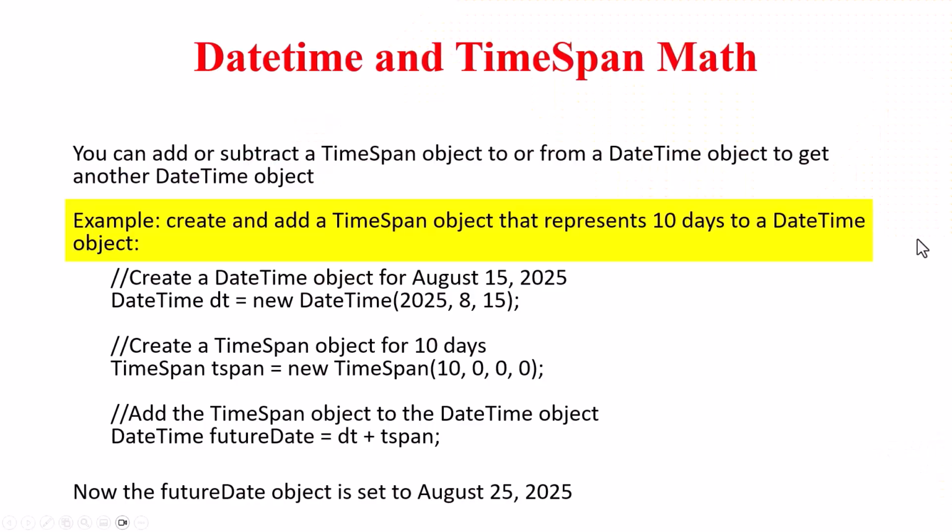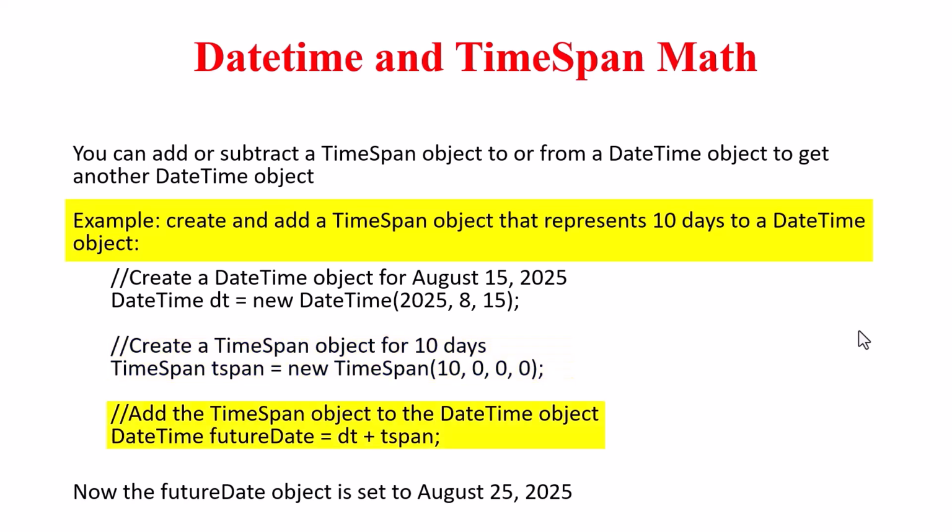Example: create and add a TimeSpan object that represents 10 days to a DateTime object. You can create a DateTime object for August 15th, 2025, which is DateTime DT equals new DateTime(25, 8, 15). So we've got August 15th, 2025 sitting out there. We're then going to create a TimeSpan object for 10 days. So we set TimeSpan TSpan equals new TimeSpan(10, 0, 0, 0, 0). We're not touching the hours, minutes, all that. We're just looking at days.